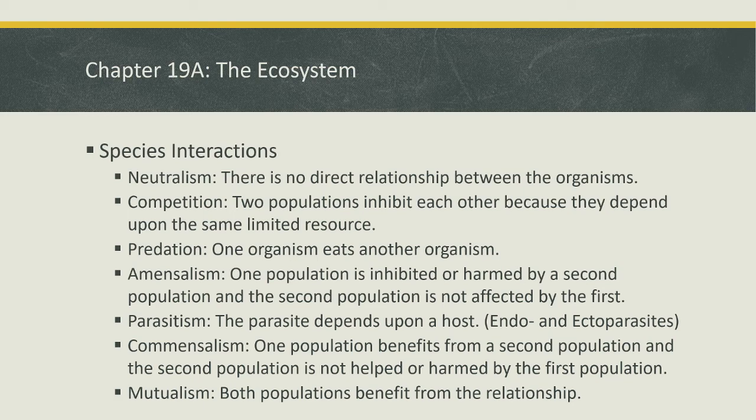And parasitism. The parasite depends upon a host. There are endoparasites that live inside of the organism, and there are ectoparasites that live outside or attach onto the organism. Commensalism. This is where one population benefits from a second population, and the second population is not helped or harmed by the first. So amensalism and commensalism are very similar in that one organism is like, meh, it's not affected or harmed. It doesn't benefit, nor is it harmed. It's just unaffected by a second. But in amensalism, the second organism is harmed, whereas in commensalism, the second organism benefits.